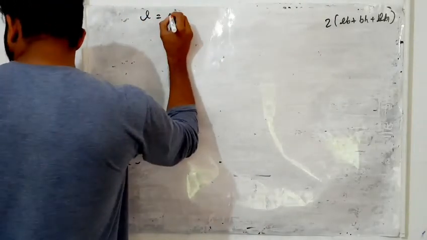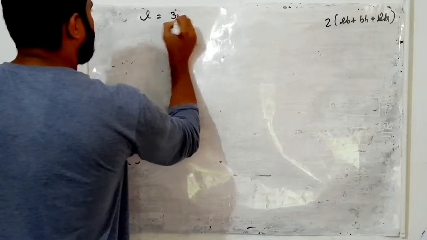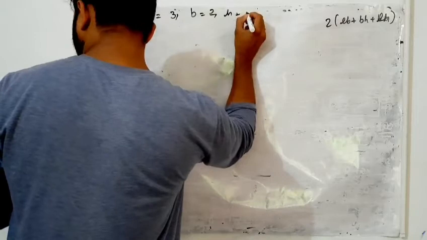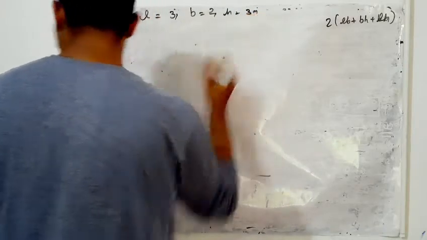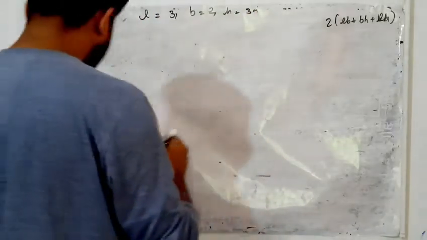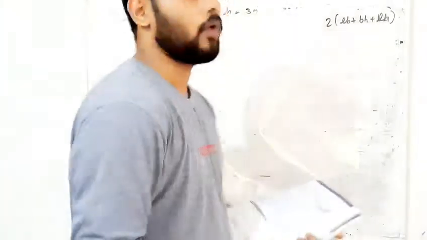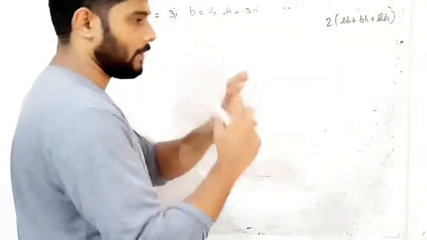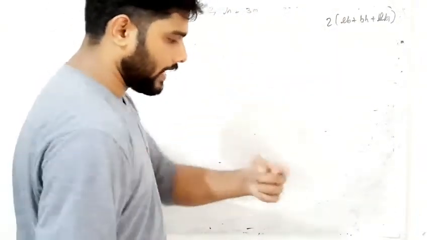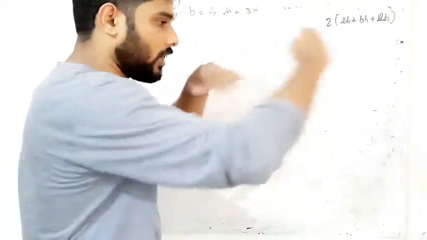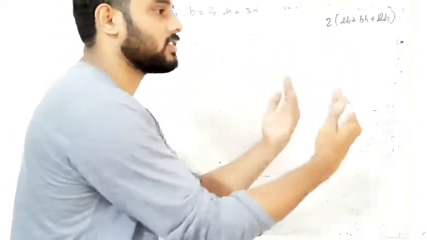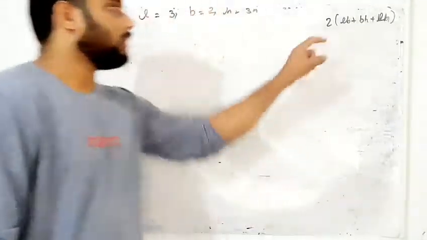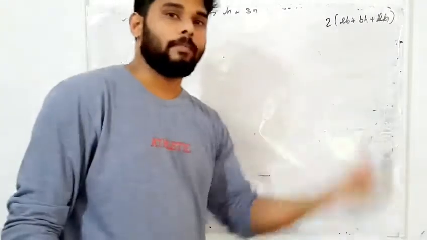First one is length, how much? 3. And breadth, how much? 2. And height, how much? 3 meter. The question is, how much gift wrap paper is needed for covering that gift? You have to imagine that the cuboid is there, with 3 dimensions, length, breadth, and height. So we have to cover the full side, that means 6 faces, that means total surface area. Then we will get how much wrap paper we needed.